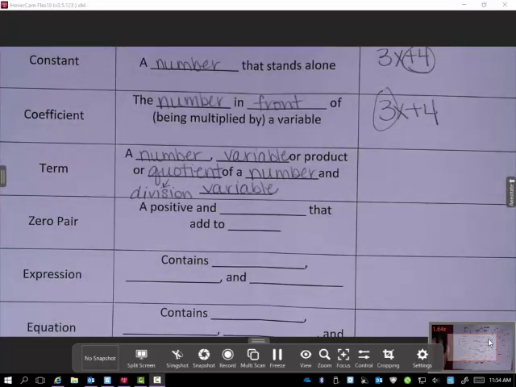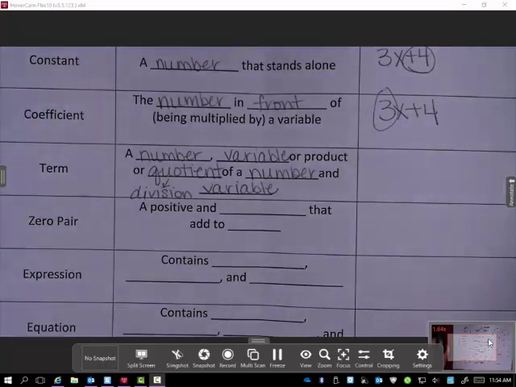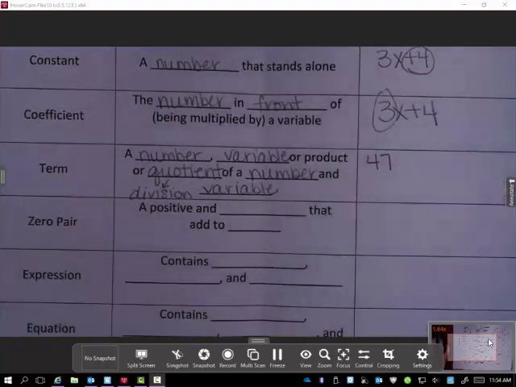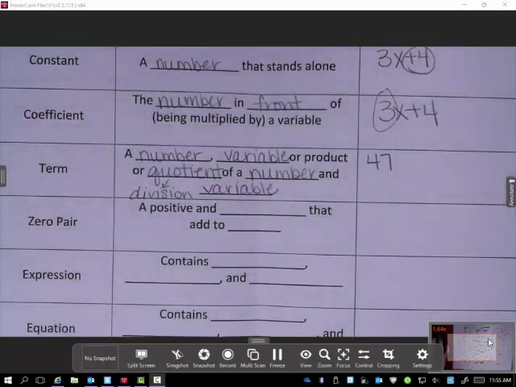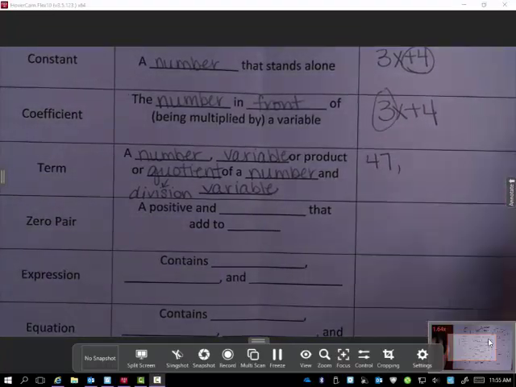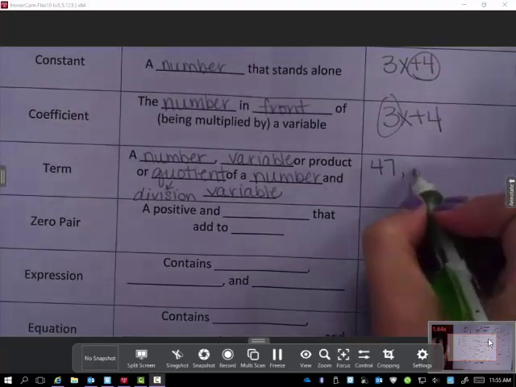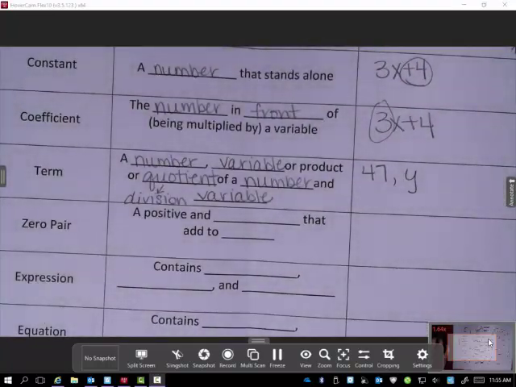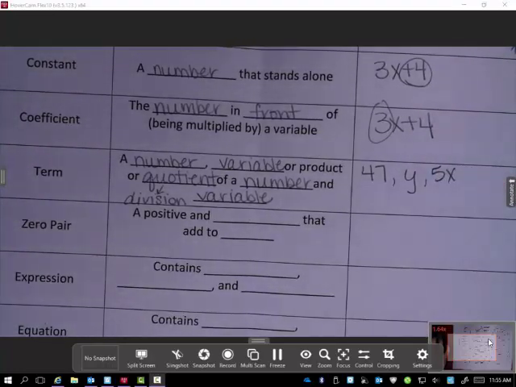So, if we're looking back at this definition, it says a term is a number. Somebody give me a number. 47. That's a term. The next blank says it's a variable. So, someone give me a variable. Y. I heard Y first. I heard X also. That would be fine as well. So Y would be a term. Now it says product of a number and variable. So that means I need both a number and a variable. JD, you're up. Give me a number and a variable. 5x. That's a term.